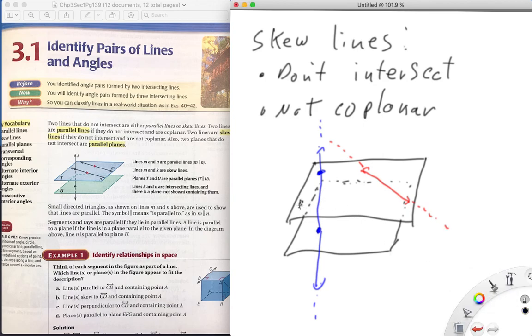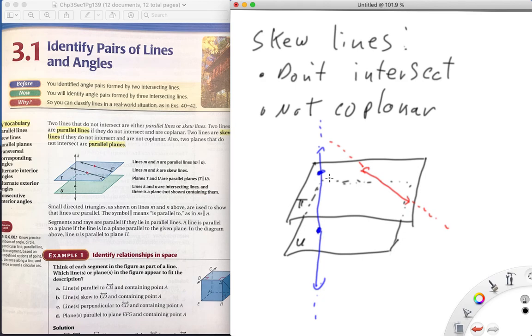However, they're not coplanar because you need three non-collinear points that they share for something to be coplanar. In this case, they don't share any. So these are not coplanar. So these are skew lines.